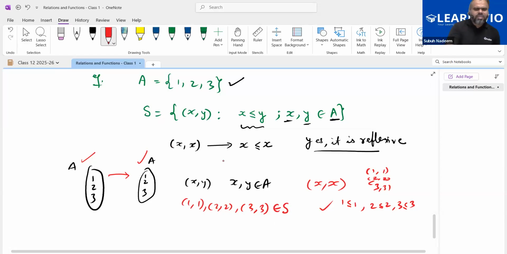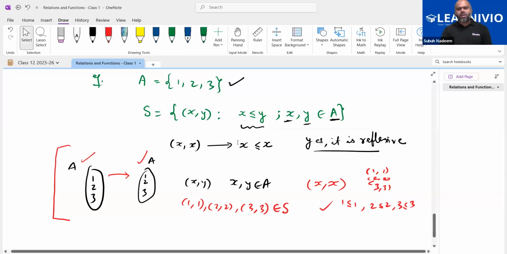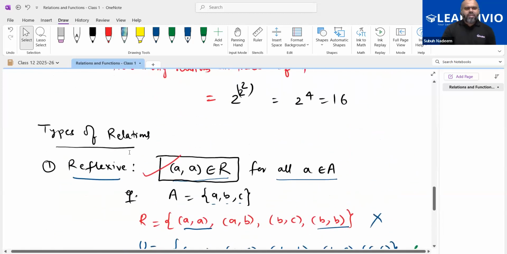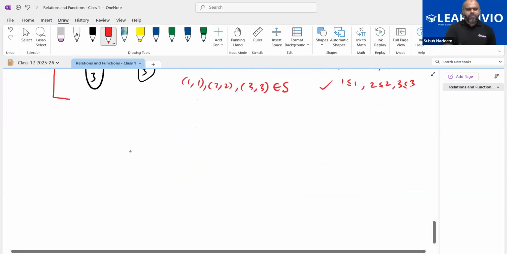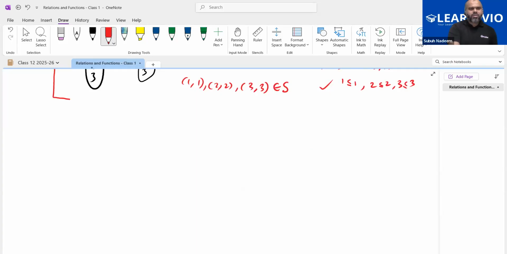Okay, so this is an extra explanation. If you want to write this, you can write it. Otherwise, you can just write till here and it is fine. Now, next is the symmetric relation.